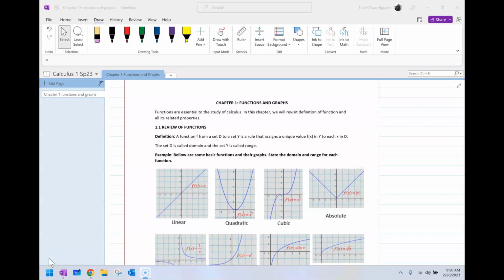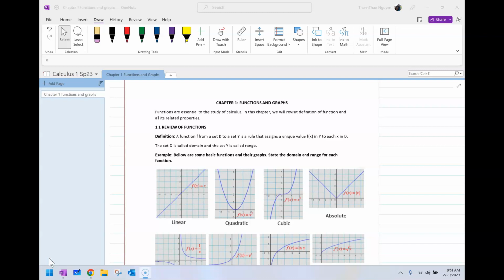In this chapter, we will have a little bit of review of functions and their graphs. This will make preparation for the coming chapters, so that limits, derivatives, integration, and all that fun stuff of calculus. But before we get to that, let's have a little bit of review.